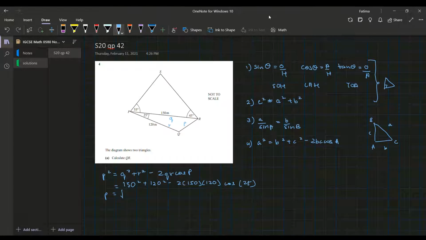Now that is 150 square plus 120 square. Root of 4272.92, and therefore p will be 65.4.